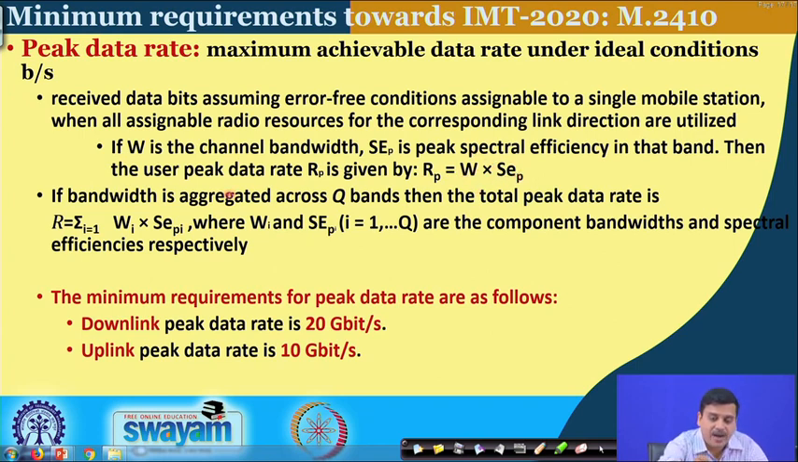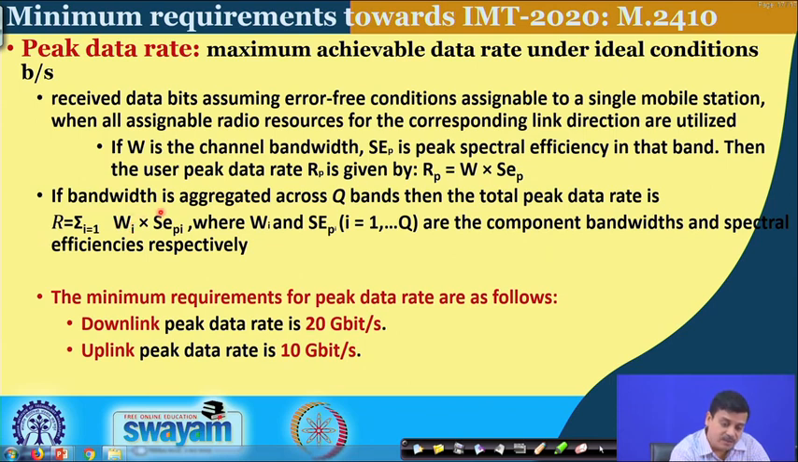Okay. And if bandwidth is aggregated across Q bands, that means Q number of bands are put together through carrier aggregation, then the total peak data rate is the sum over all such bands, where W sub i and SE sub P i are the component bandwidths and spectral efficiencies respectively. Now, this is generic in the sense that the W i's are flexible, in that they need not be the same value. If they were the same value, you would have simply multiplied by Q over here.